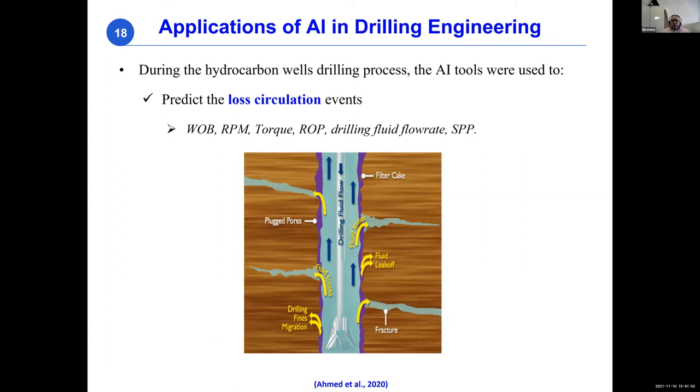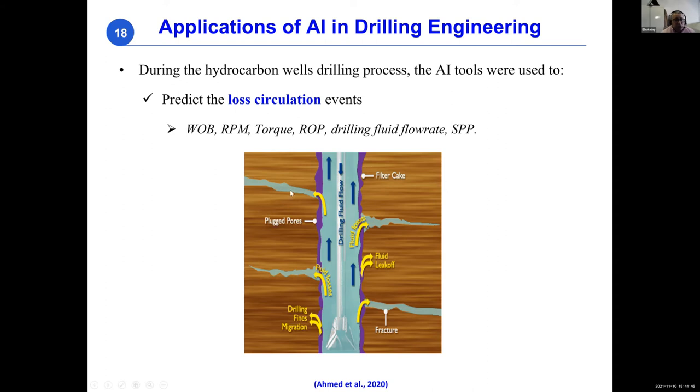So we started applying artificial intelligence to actual problems. One of the most critical and common problems is related to loss of circulation. So the objective of this project was to predict the loss zone and loss rate based on actual measurements of the drilling parameters. The input for this model was weight on bit, RPM, torque, rate of penetration, and horsepower. So we were able to detect the loss zone within a second of penetrating this zone.